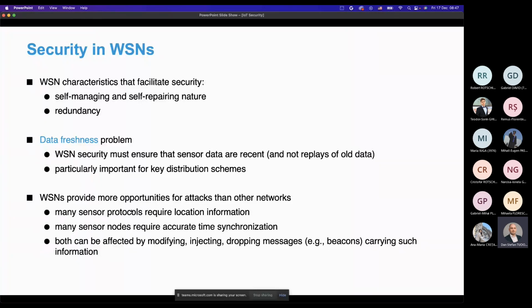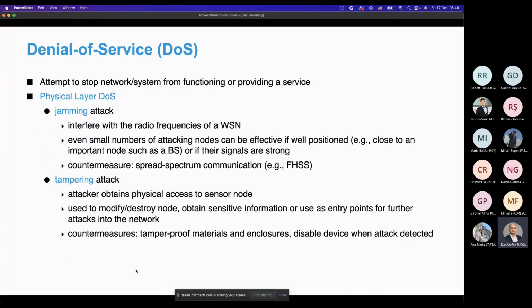You have location information that usually needs to be employed in the network because many sensor protocols require it. You have accurate synchronization, or accurate means of deploying a certain action at a certain time for all devices in the network. And they can both be affected by modifying, injecting, or dropping messages carrying malicious information. So it's pros and cons here.